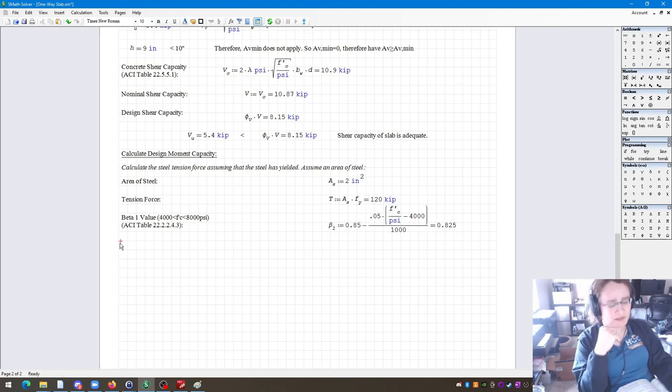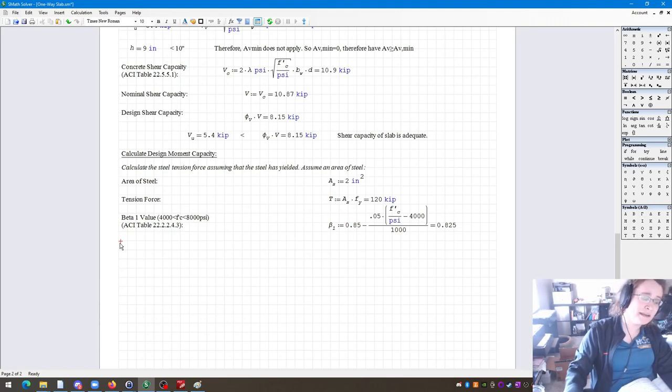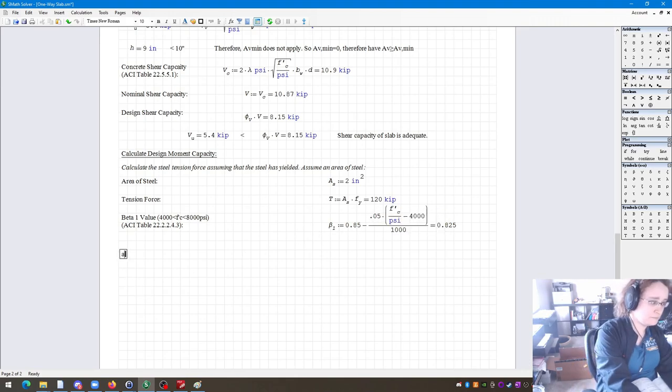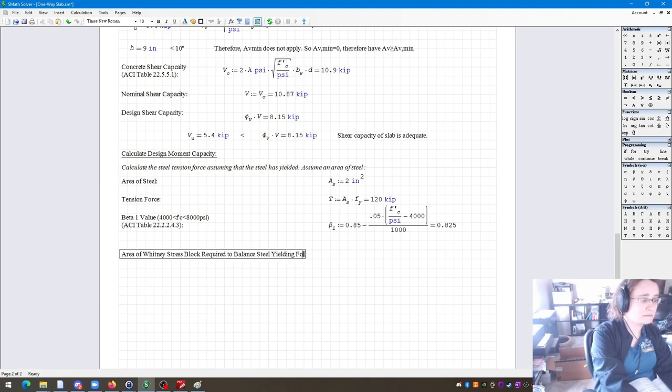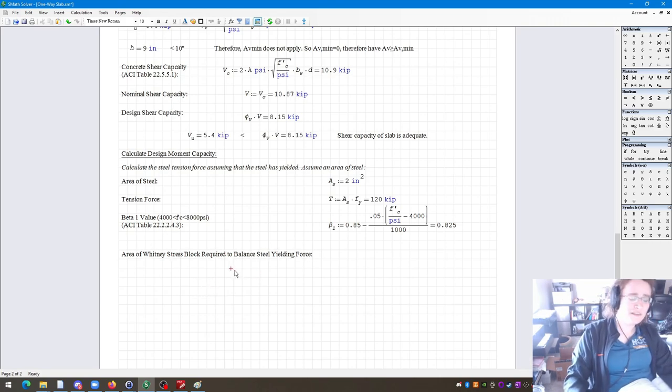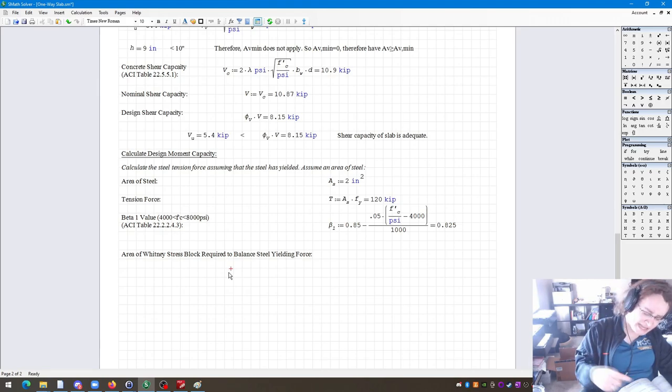Although that will be useful in determining our steel strain to confirm that it has yielded, what we really need is the area of the Whitney stress block required to balance out this 120 kips steel yielding force. We could call this different things. I find this method of first calculating the area very useful for envisioning, following along, or teaching the process, but it doesn't have a specific variable in the ACI manual. So instead, maybe I'll just leave it as a quotient rather than a fixed value.